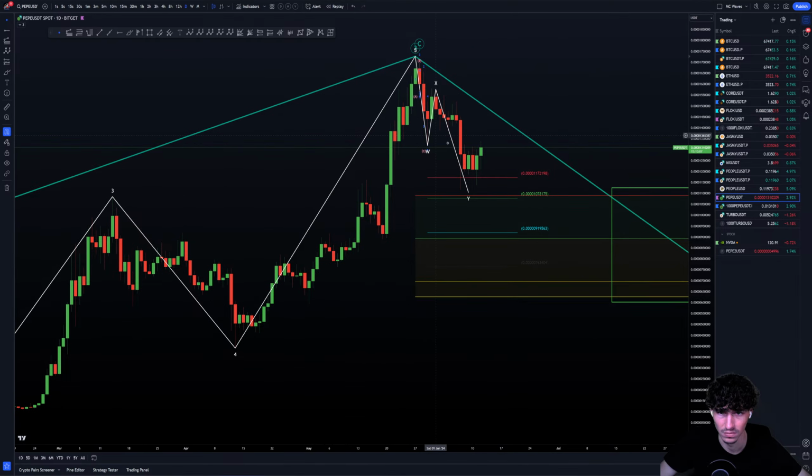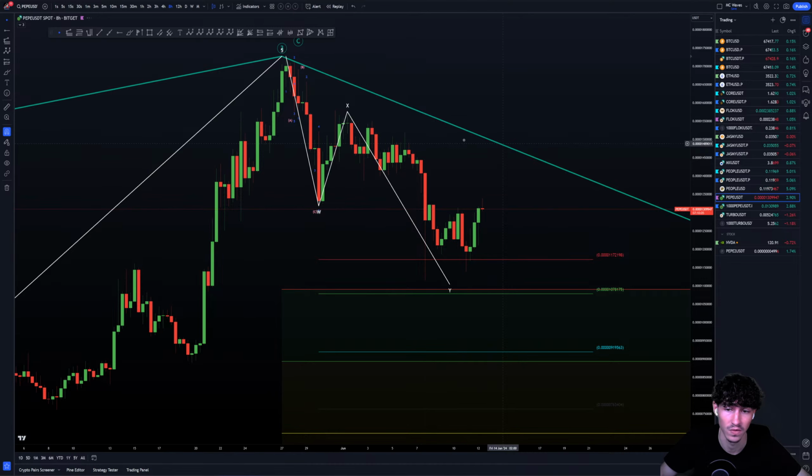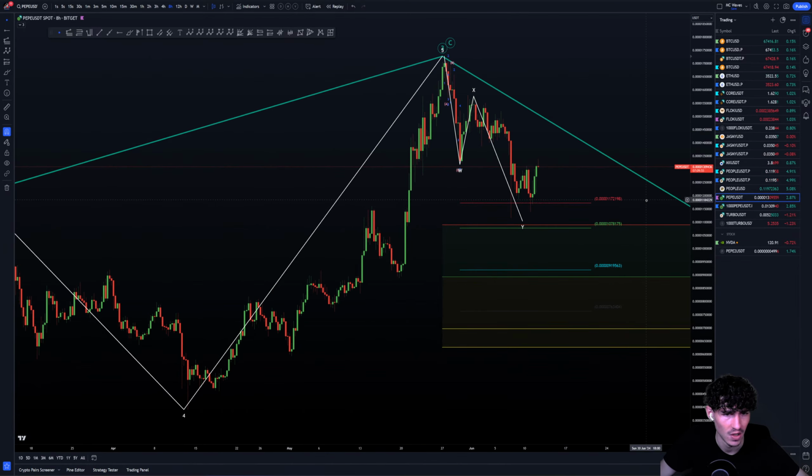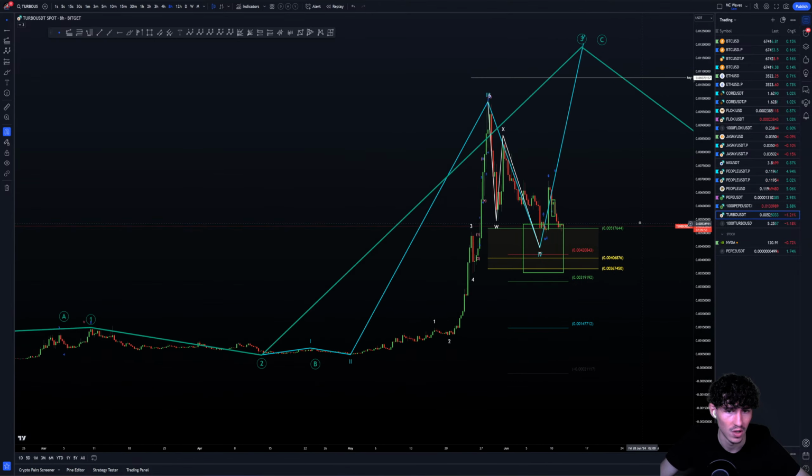PEPE, well, the WXY down really. Now again, it's like FLOKI, we are at the end of the plan, so we need to see what we create next. Are we starting with 5 waves? Are we starting with a correction? All of this, we need this new data here to really see what we can expect next. So more time really.